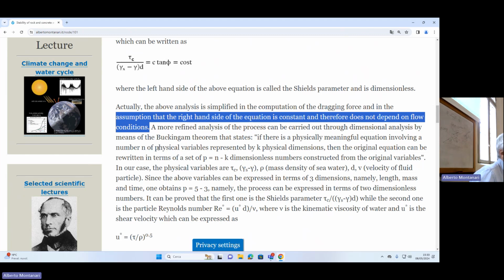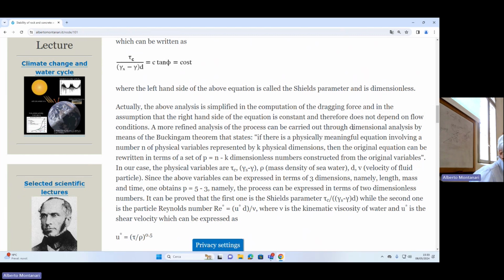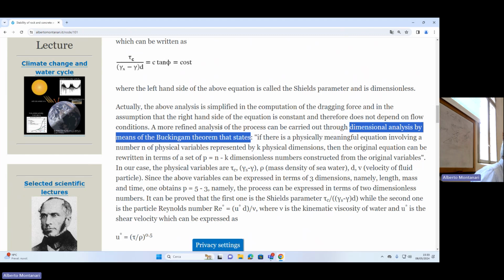And so how can we get a more refined analysis? It can be obtained through dimensional analysis and the Buckingham theorem. I am quite sure that you already heard about the Buckingham theorem. The Buckingham theorem basically looks at the units of the variables in a relationship between variables and determines the structure of the relationship by looking at their units. And it is very useful because it allows us to identify what are the variables a process depends on.